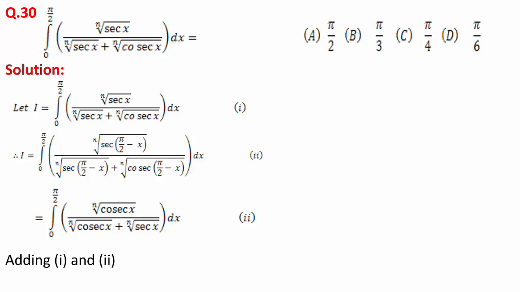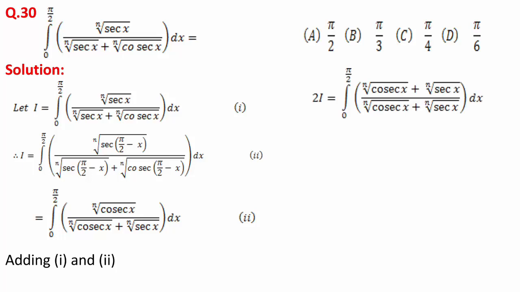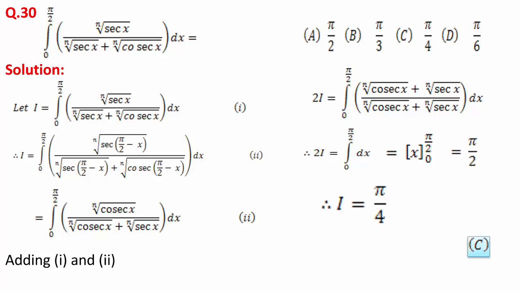Adding these equations 1 and 2, we get 2I equal to integral 0 to pi by 2 nth root of cosec x plus nth root of sec x divided by nth root of cosec x plus nth root of sec x dx, that is equal to integral 0 to pi by 2 dx equal to x from 0 to pi by 2, which is nothing but pi by 2, and therefore I equal to pi by 4, and hence correct option is C.